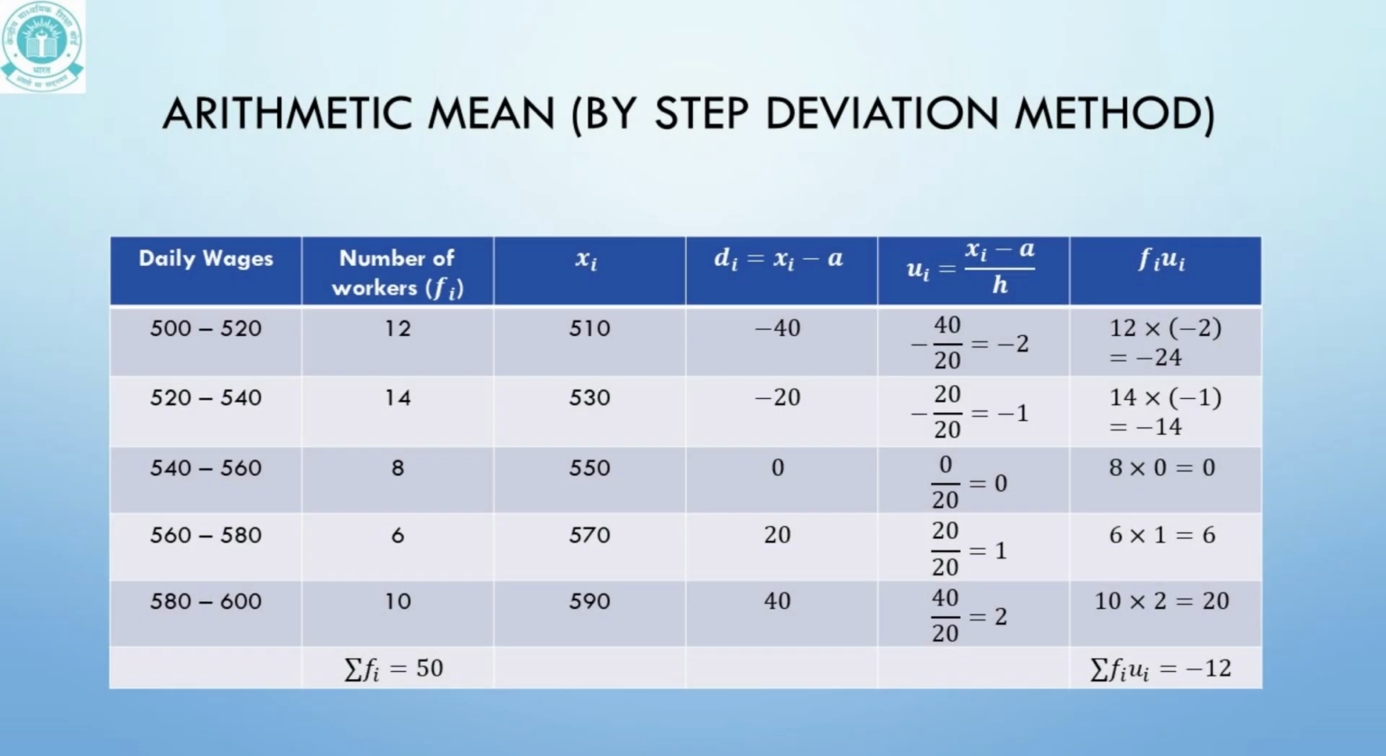The first step would be to find the class marks for each interval. After that, we find the di's, also called deviations, by the formula xi minus A. In this question, we have taken A, that is the assumed mean, as 550. After finding the values of di, the next thing we find is ui, which can be found by dividing di by h, which is the class size, and in this case, the class size is 20. And then finally, we find fi ui.